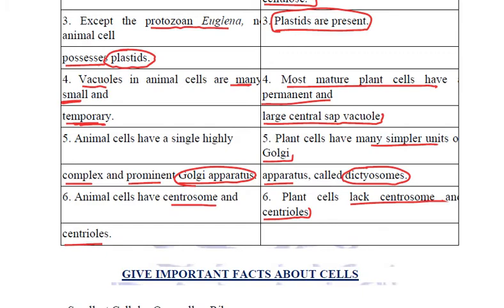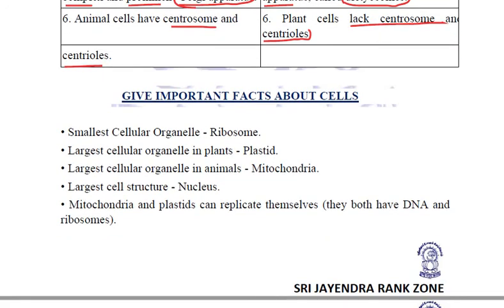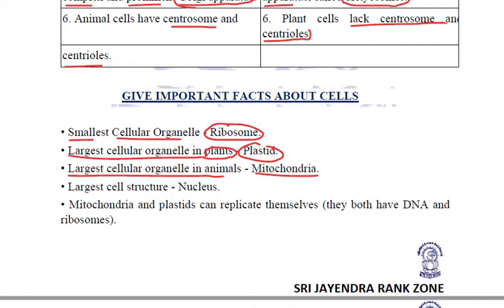Now, after taking up the detailed chapter, let us try to remember some important facts about cells. What are these facts? From the exam point of view, you need to relate and remember. The smallest cellular organelle is the ribosome, whereas the largest cellular organelle in plants is the plastid. The largest cellular organelle in animals is the mitochondria. The largest cell structure is the nucleus.